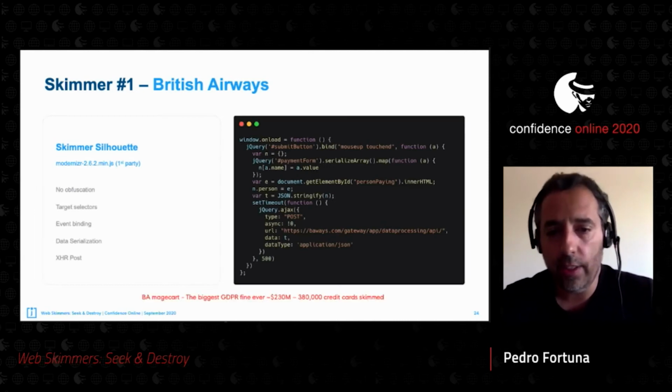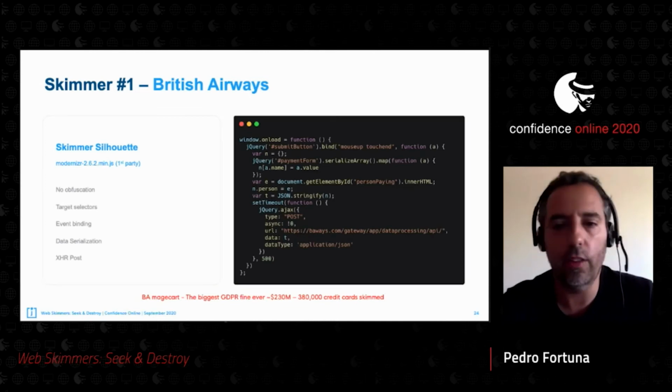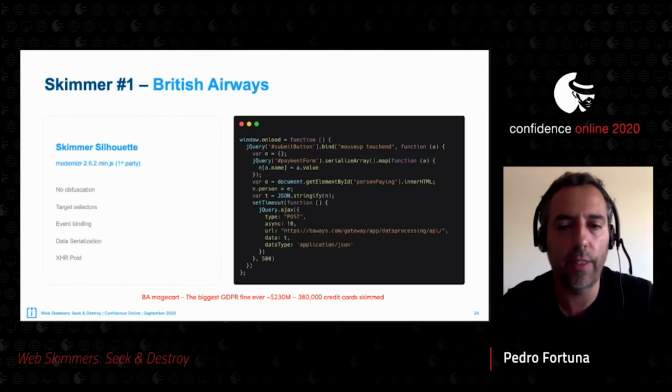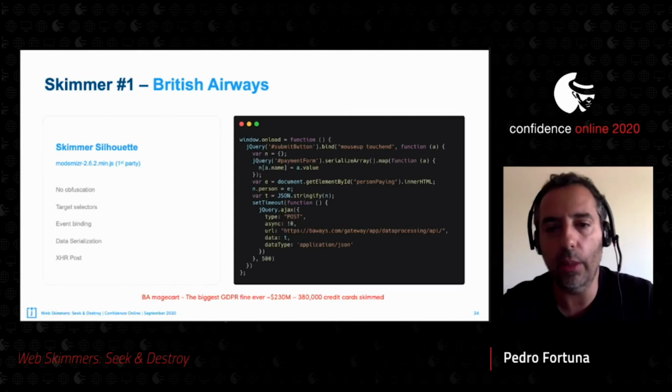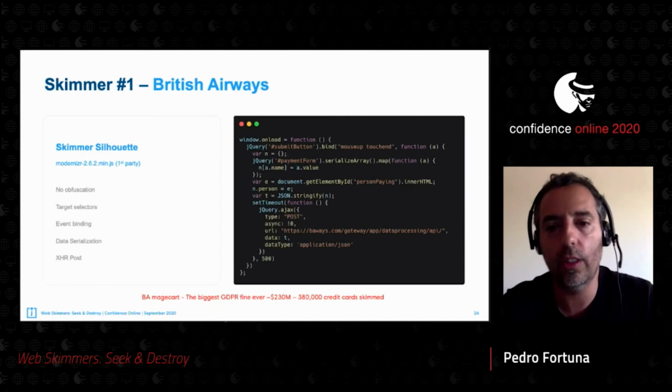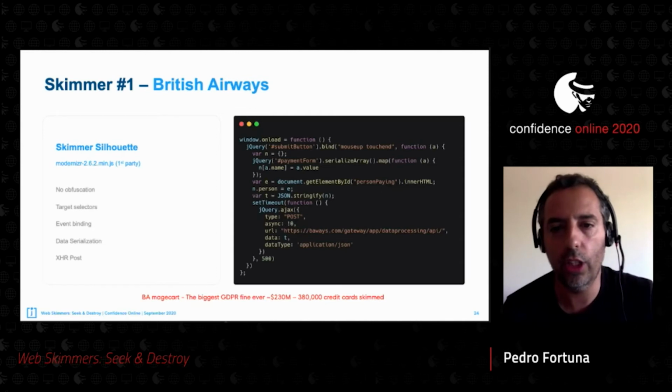This was actually the biggest GDPR fine ever. Some say that it lasted 15 days. Some say that it lasted 2 months. The official numbers say that almost 400,000 credit cards were skimmed. And because they didn't have any protection mechanisms in place, they didn't take precautions, British Airways was fined roughly $230 million US. So it was the biggest fine ever under the GDPR.